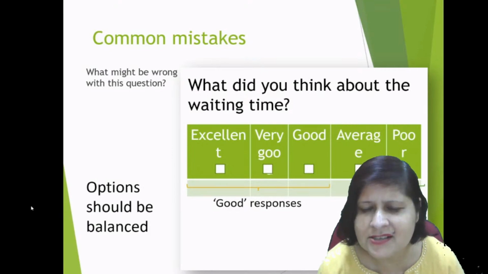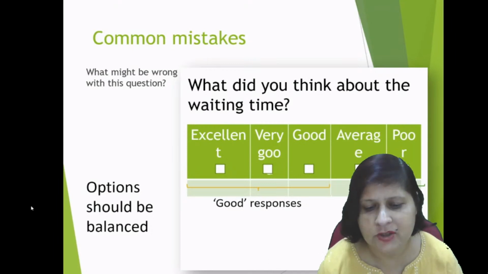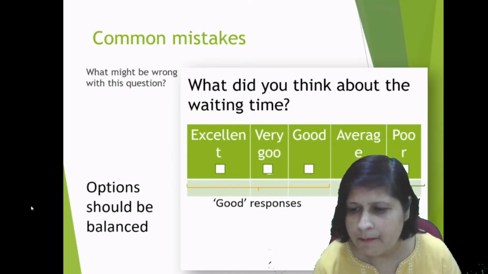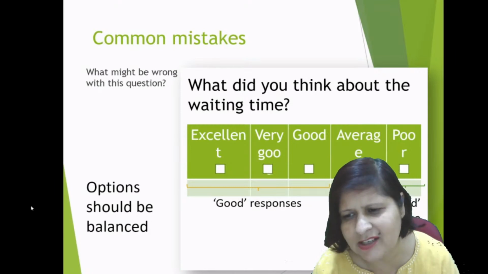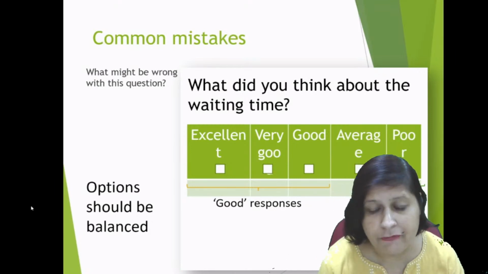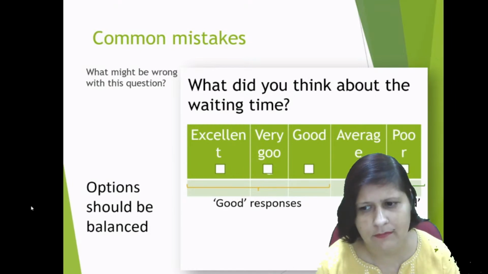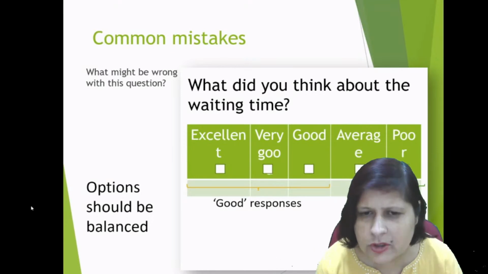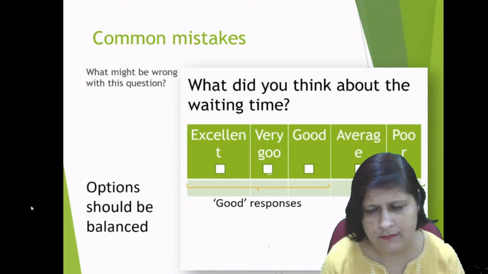Although this is a balanced scale, while making the options, make it balanced. Excellent, good, and very good tap the good responses. But to tap a poor or bad response, there is only one option, that is poor. I feel like it is pathetic. It was pathetic. It was very poor. So it should be good, very good, average, poor, or very poor.